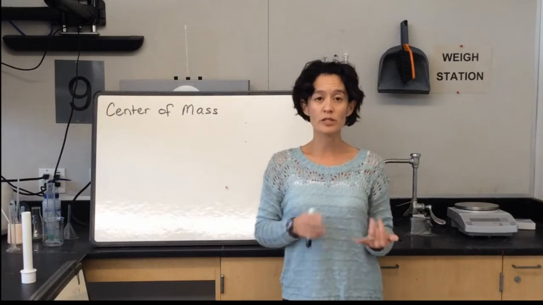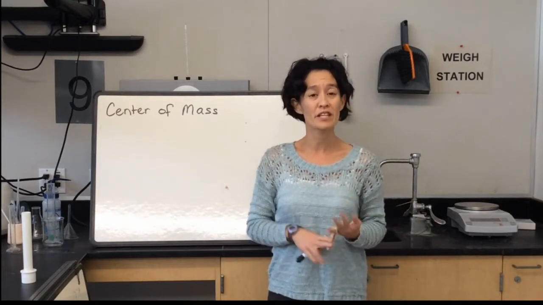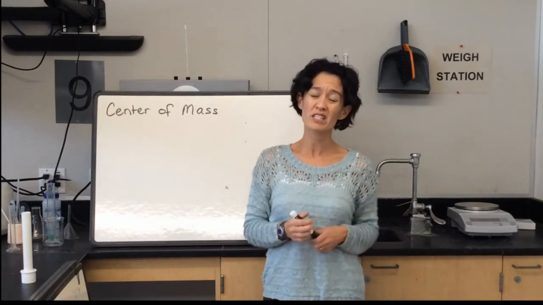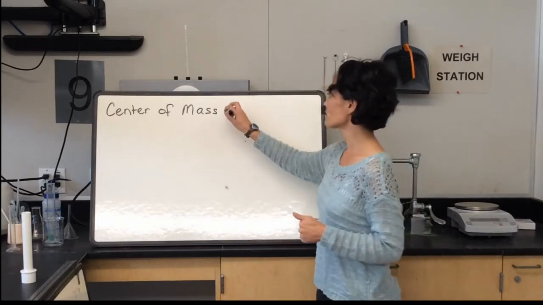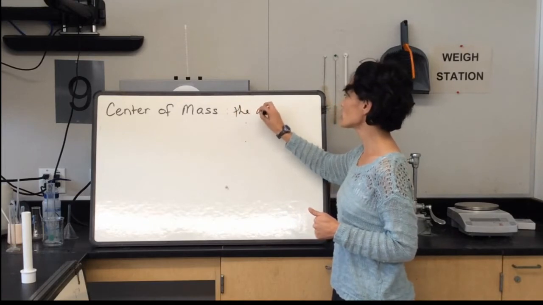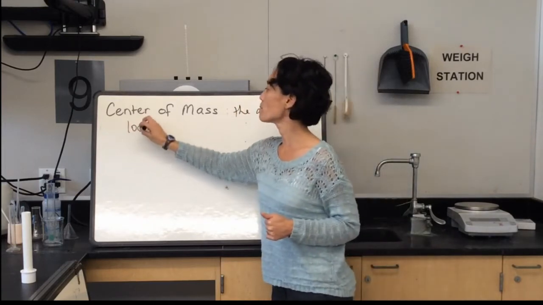Okay, so in this lecture, I'm going to talk about two things. One is going to be the idea of center of mass, but the big thing I'm going to talk to you guys about is the idea of torque. So with the center of mass, the basic definition is this is the average location of all of the mass of an object.